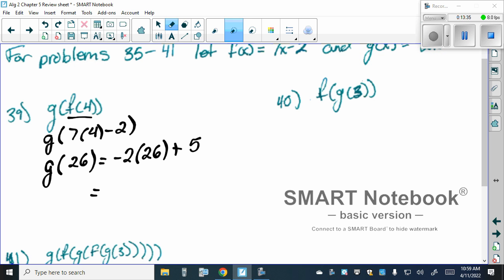Well, again, I can do negative 2 times 26 plus 5 in the calculator, yes? So at this point, again, we can type it in. Or we can do it by hand, because negative 2 times 26 should be negative 52, plus 5, I believe, should give us negative 47. And that's it. That's all we have to do for this.